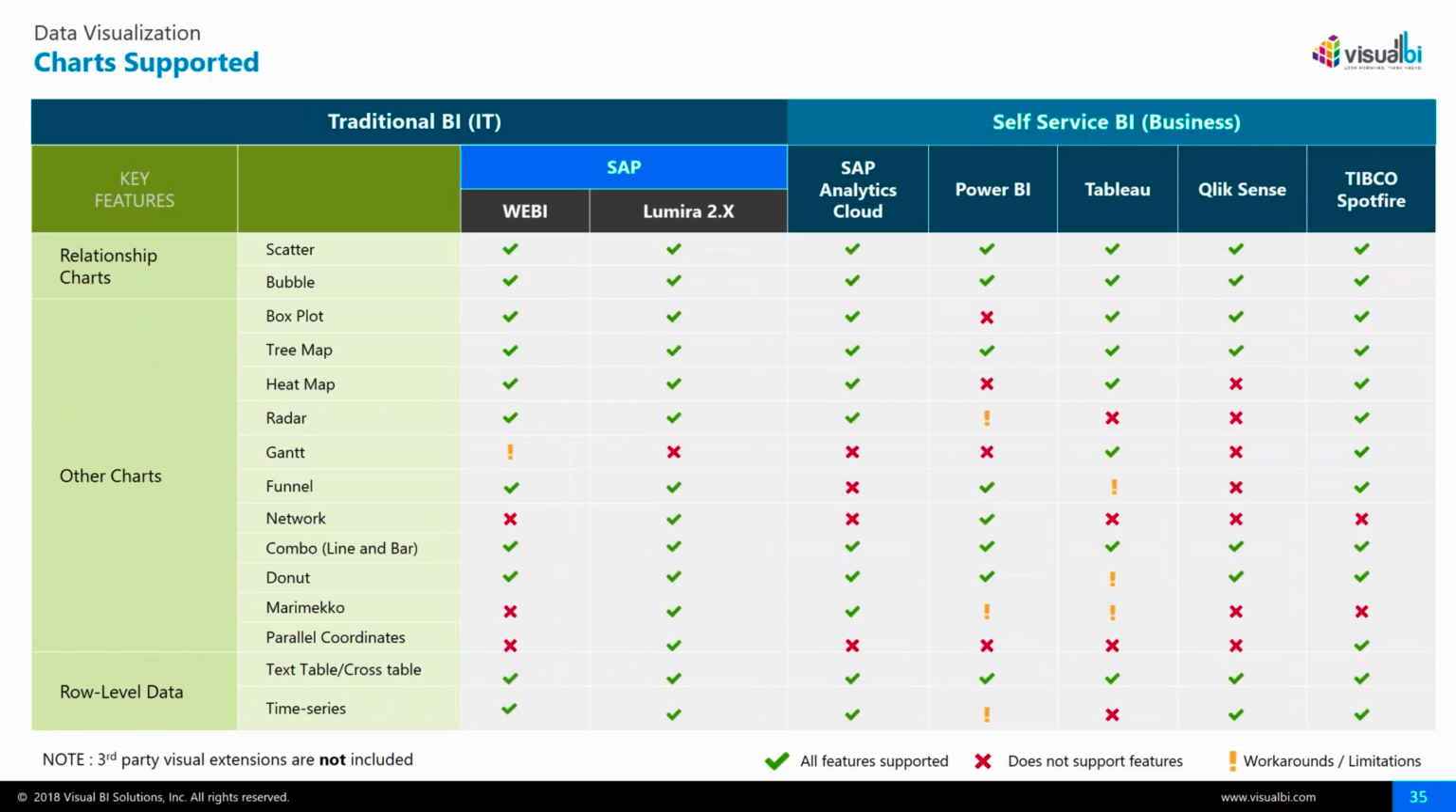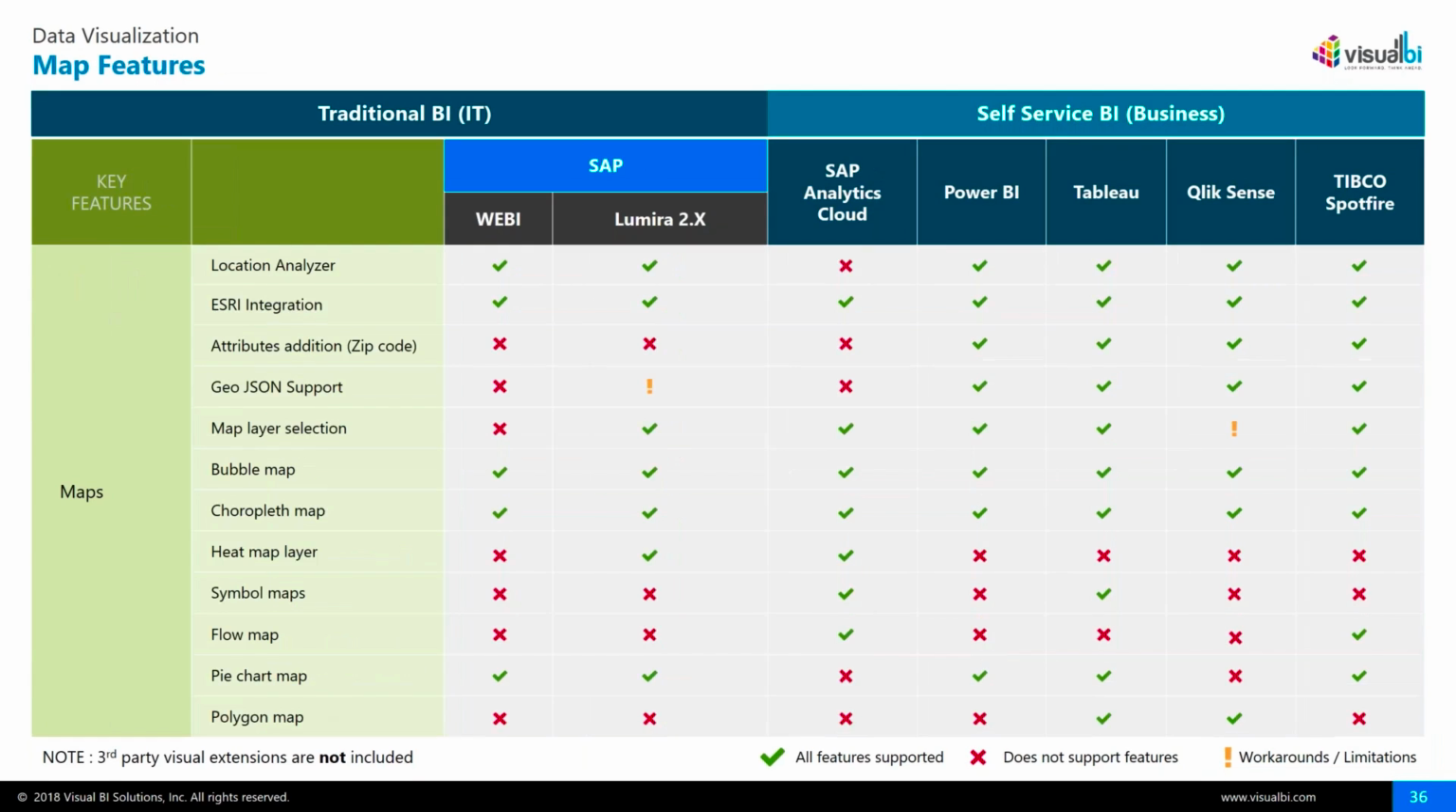And again, it's a continuation. You have some of the more advanced charts here. You could really see there is not a lot of difference among the tools. Mapping capabilities is where you will start to see some of the differences show up. Webby is not as rich in terms of mapping capability, and the ones that would really stand out are Tableau and Spotfire, strictly based on the ability to do location-based analysis.